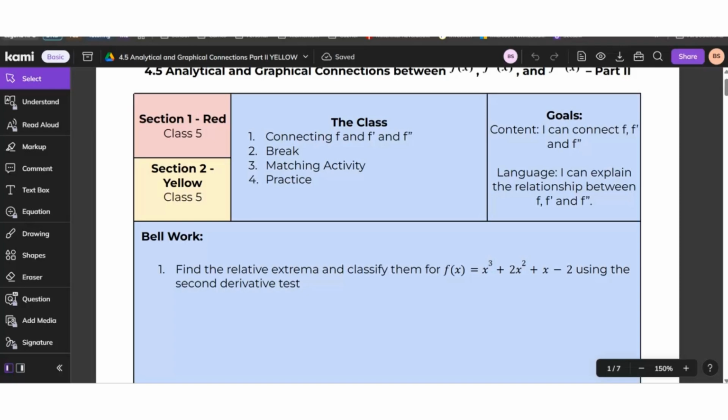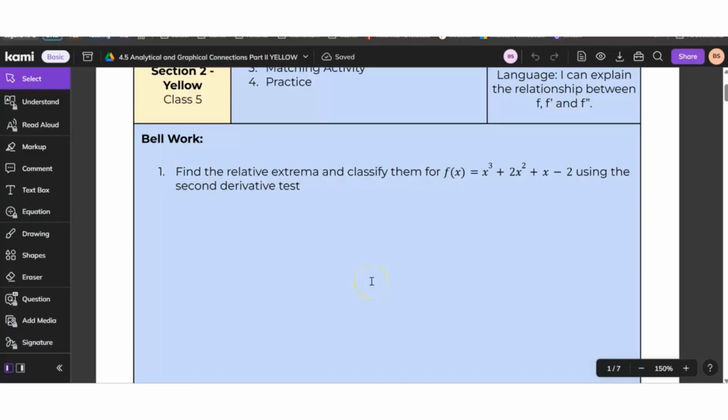Alrighty, so if we're finding the relative extrema and classifying them, I need to find the first derivative, find the critical points, find the second derivative, plug in the critical points, and then it tells me if it's a max or a min. So let's see how well you guys did.